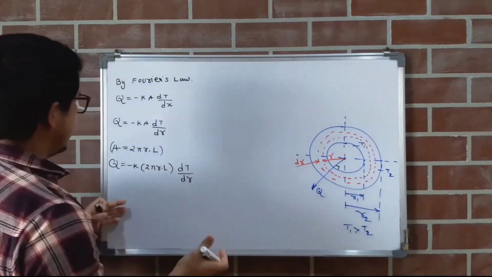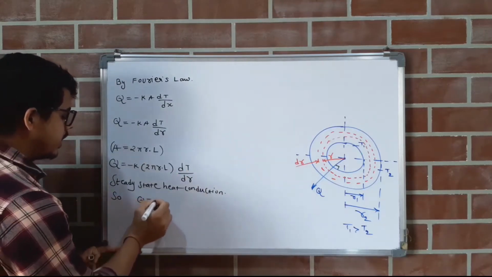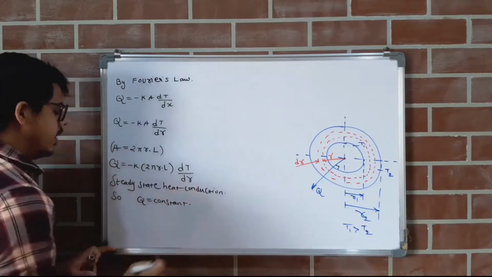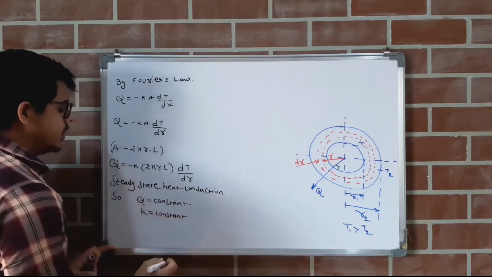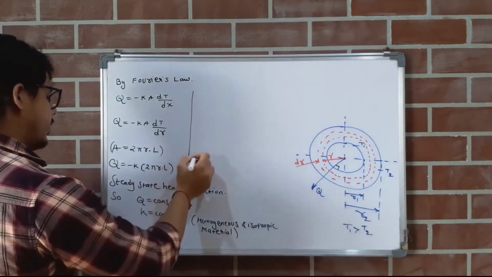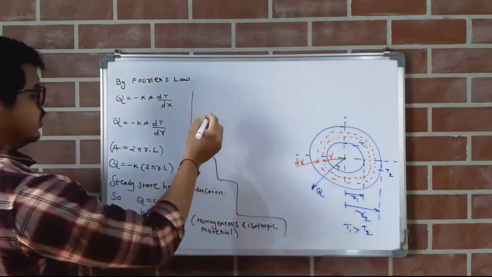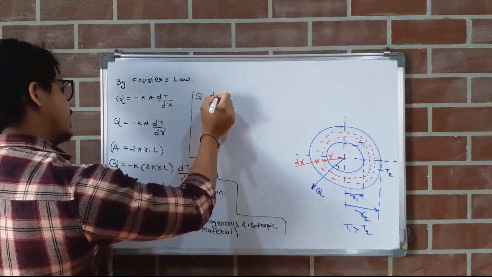So as we have steady state heat conduction, Q will be constant, and K will be constant because we have homogeneous and isotropic material. Now we will bring this equation into the variable separable form. So Q into dr upon r.